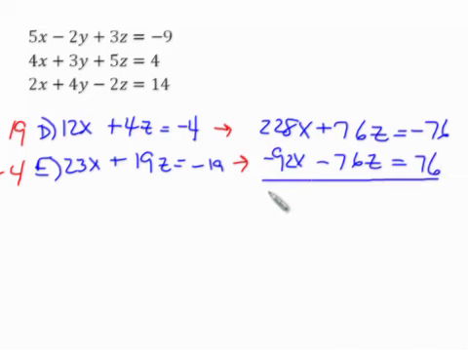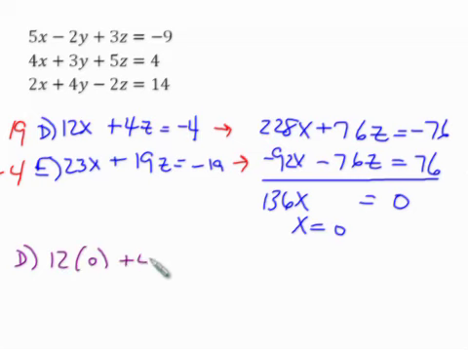So this leaves us with 136x equals 0. Dividing both sides by 136, we get x is 0. Now I can plug x is 0 back into either D or E to get the value of z. I'll just go ahead and use D. Into D, we'll say that 12 times x, which is 0, plus 4z is equal to negative 4. So this goes away, and I get 4z is negative 4, and finally, z is negative 1.